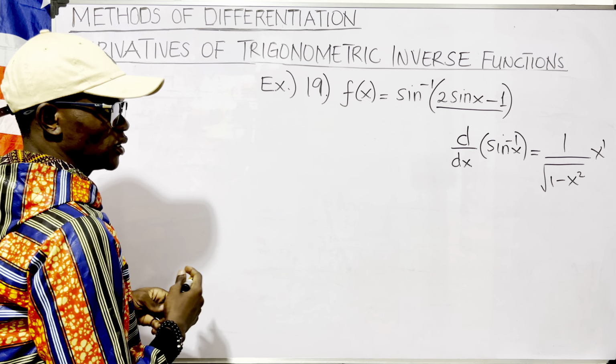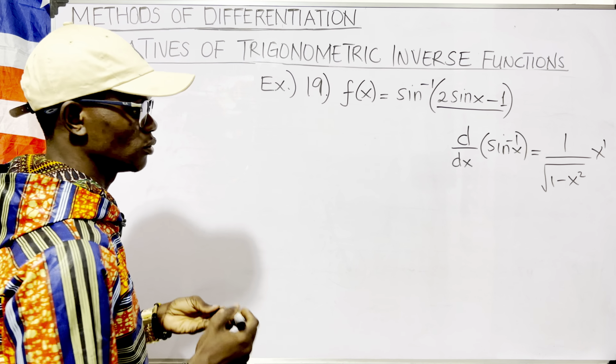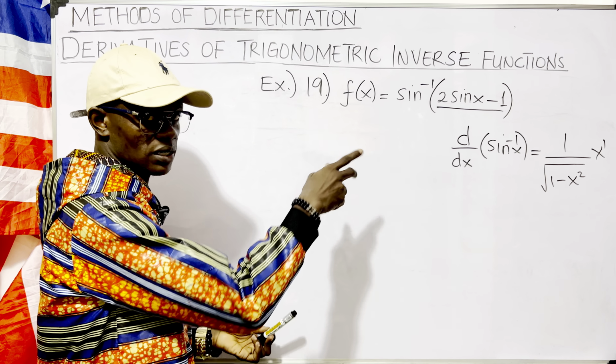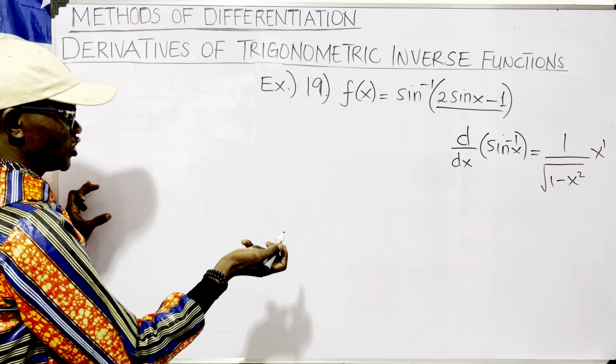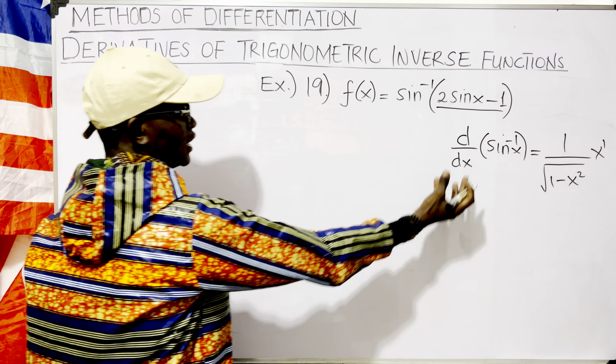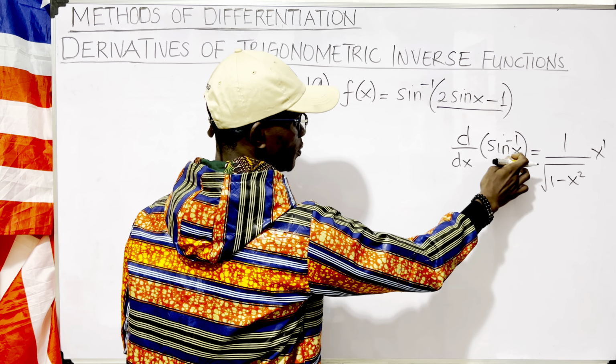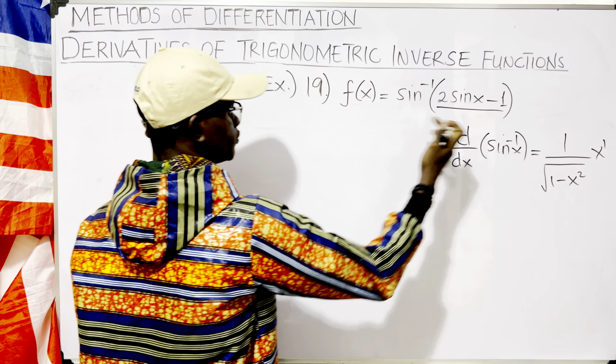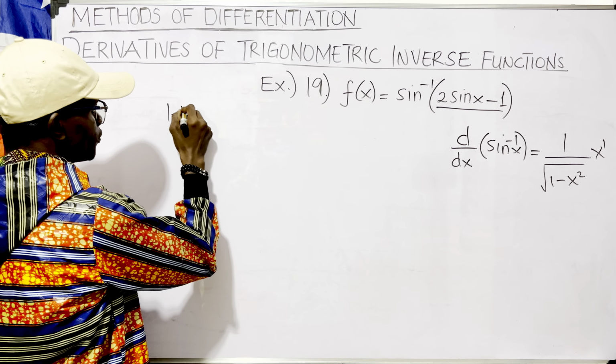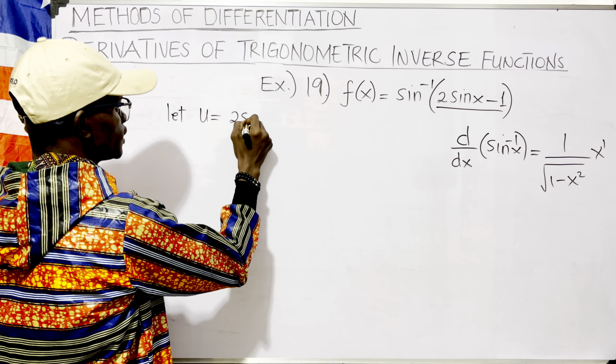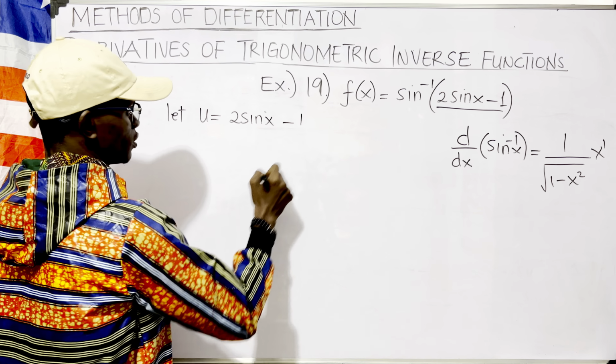Now, one of the ways we can solve it is by using the chain rule. If we don't want to use the chain rule, we can just go directly, but we can decide to use the chain rule. That is, what is within? We want to get rid of this and just represent it with a single variable. So we can say let u equal 2 sine of x minus 1.